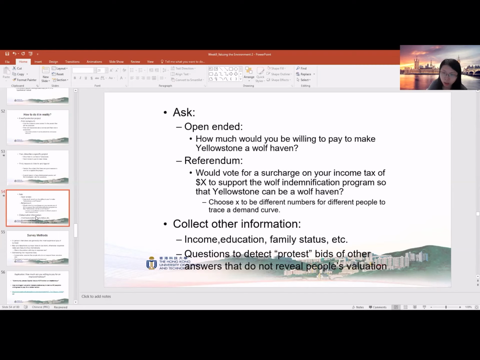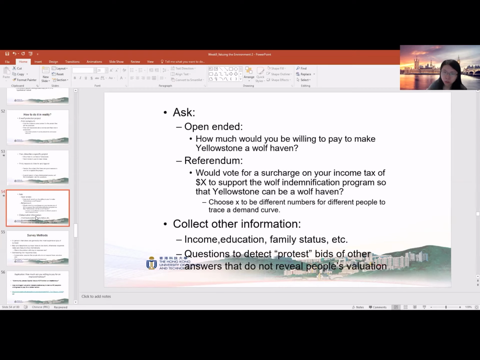Would you vote for a surcharge of income tax of X to support a wolf program? Sometimes this question is asked differently to different people. For example, are you willing to pay $500 as a surcharge on your income tax to protect the wolves? If your answer is no, I will ask you another question: would you pay $250 for such a project? You ask this question many times, or you ask a lot of individuals, randomly assigning X, so you're able to trace a demand curve.